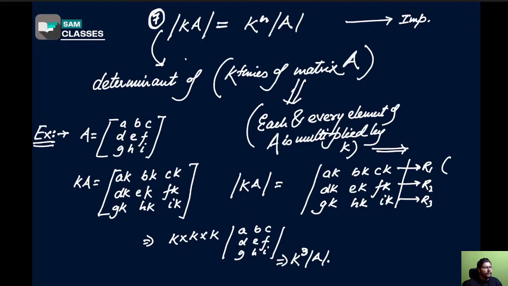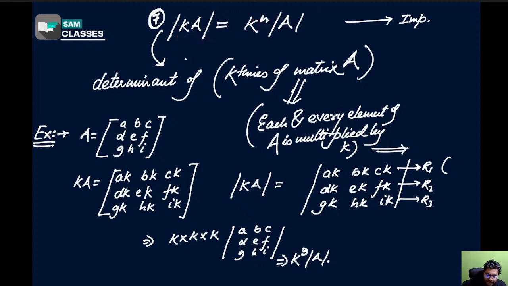Seventh property, very important. Okay. See what we are doing: to the square matrix A, we are multiplying with k. So if it is of order 3, how many times are you multiplying? 3 times. So that's why it is k power the order. K power the order. Clearer?